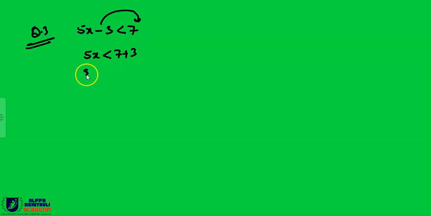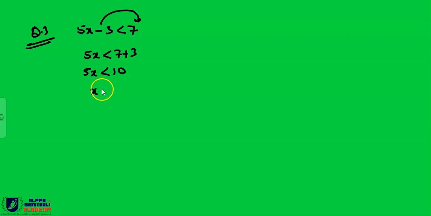Let us solve question number 3. Question number 3 is 5x minus 3 is less than 7. How will we solve this question? In a similar way, let us find the value of 5x. Let us bring this minus 3 to this side, so minus 3 will become plus 3. So 5x is less than 7 plus 3, which is 10.